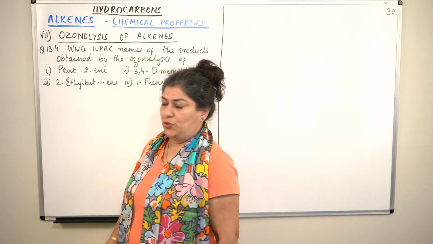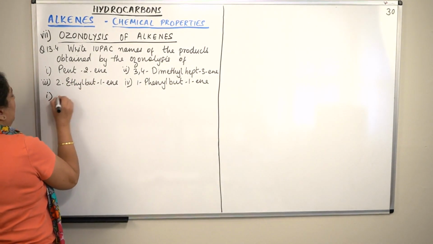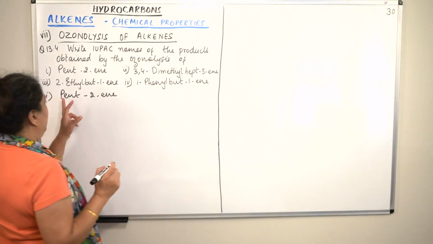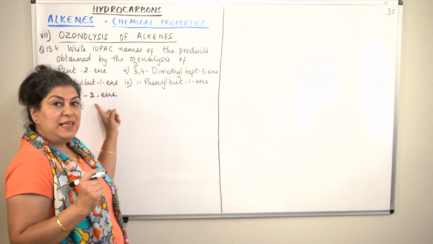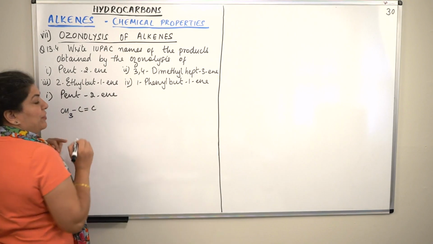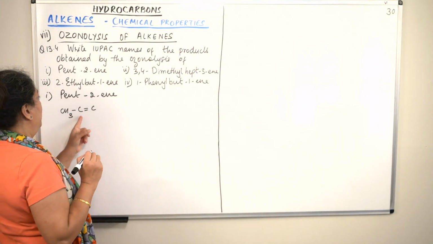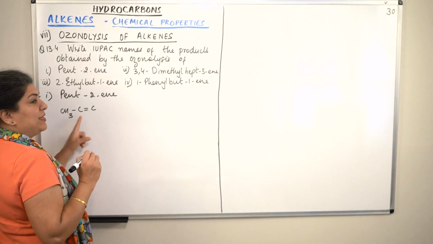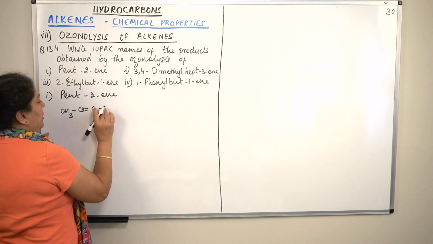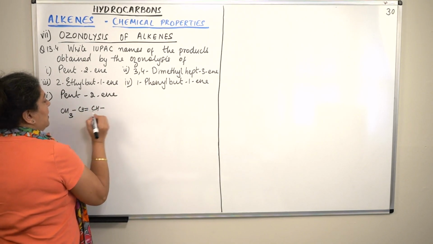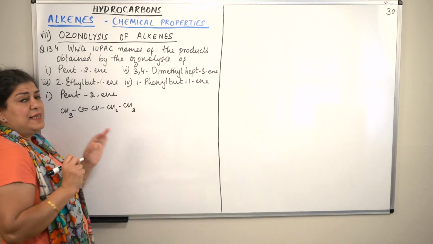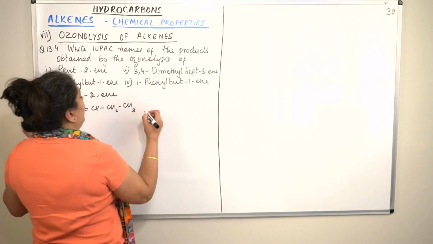The first compound is pent-2-ene. Let us write down the structure of pent-2-ene. Pent means there are 5 carbon atoms. 2 means the ene is present on the second carbon atom. So the first would be CH3. On the second carbon, there's a double bond between the second and the third carbon. That is why the ene is on the second carbon. And there are 5 carbons in all. So this carbon makes 3 bonds. So how many hydrogens does it need? 1. And this carbon also makes 3 bonds, one with the carbon adjacent to it. Therefore, this also has a hydrogen here. And 1, 2, 3, 4 and 5. This is pent-2-ene.